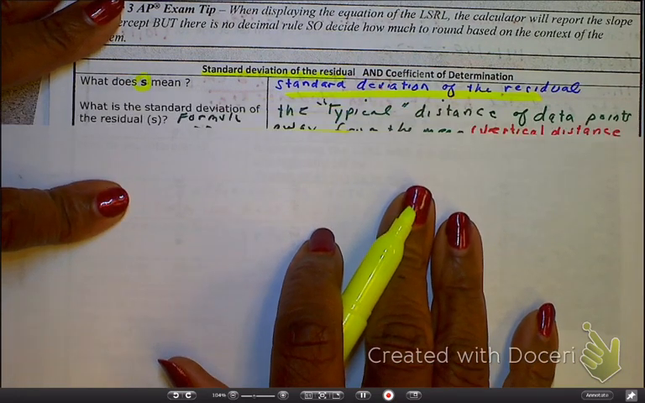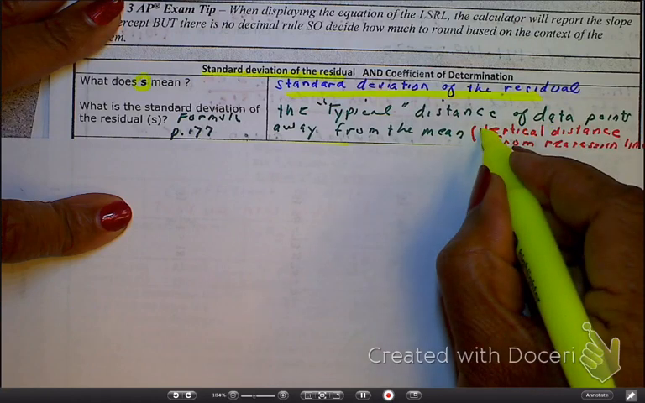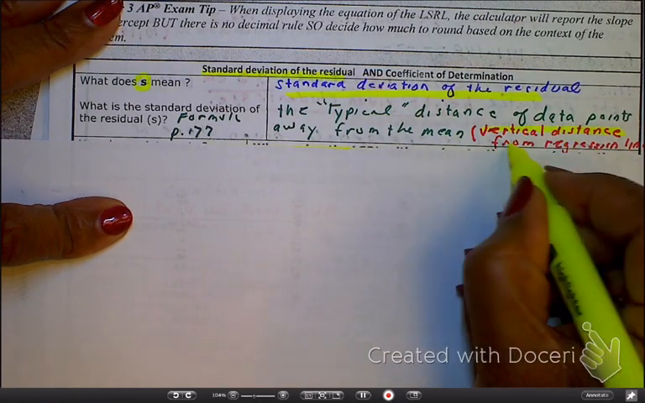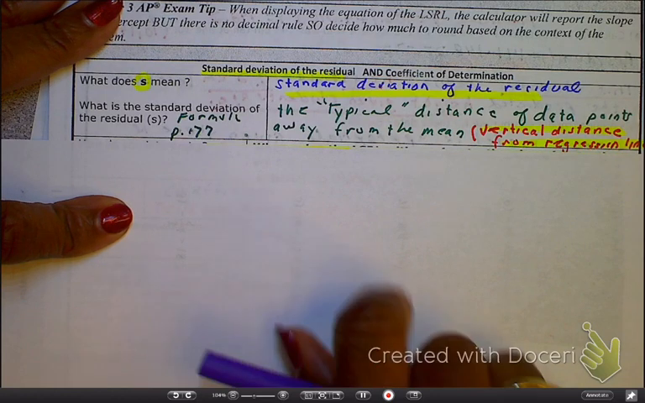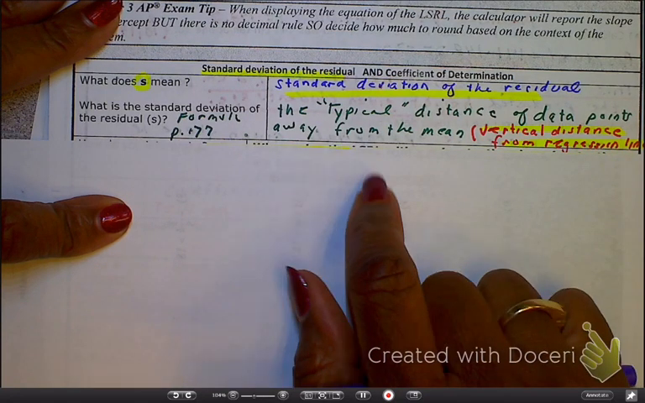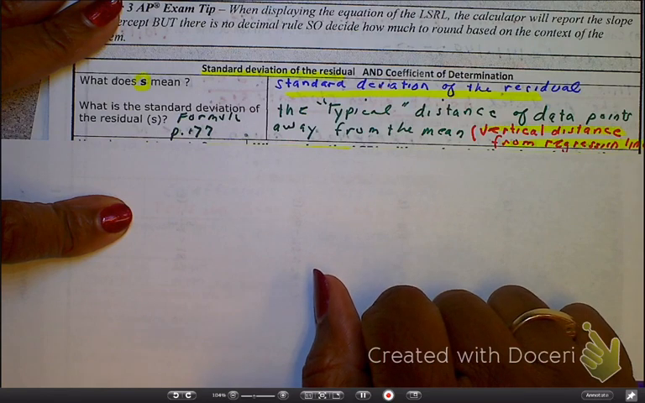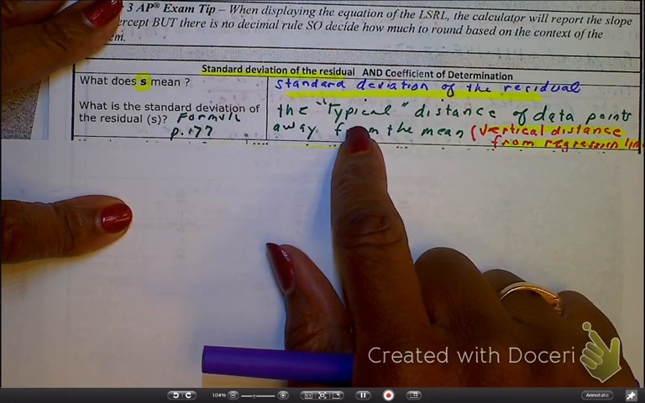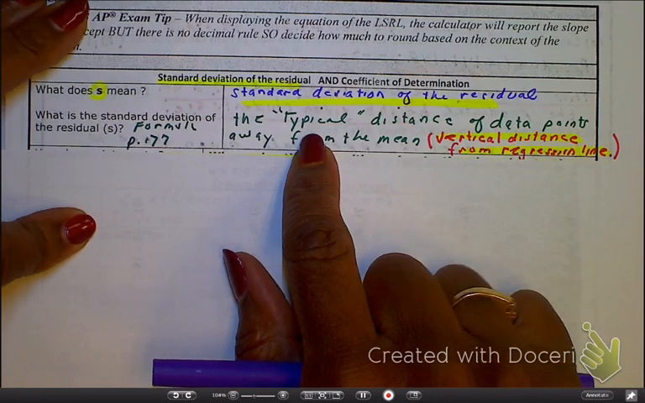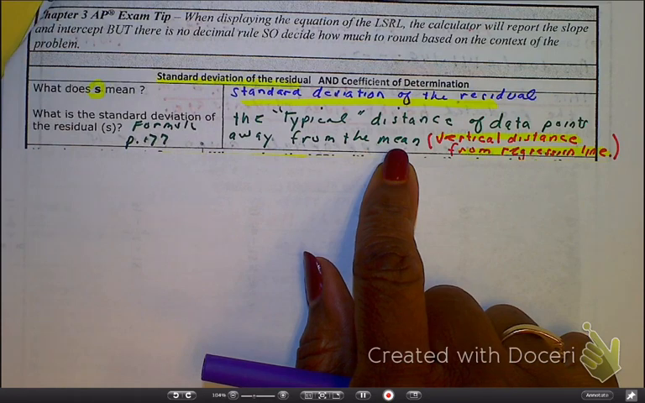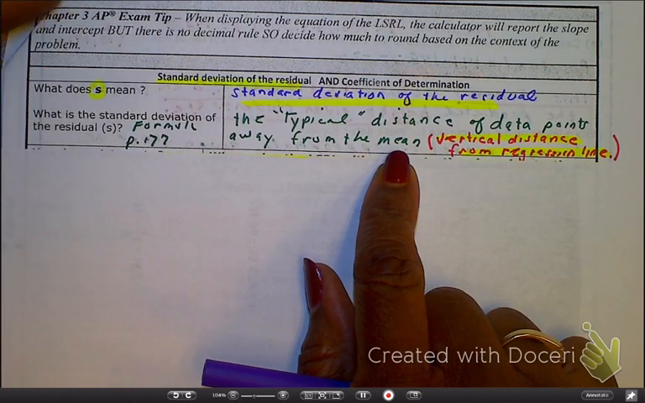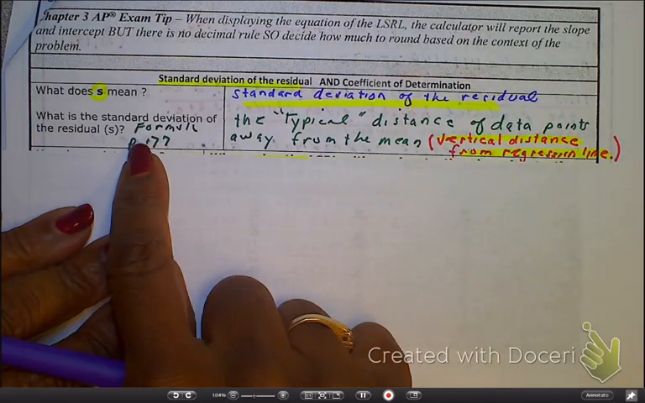The bottom line is it literally looks at the vertical distance of the regression line. So we know residual is the observed minus the predicted. So we're looking at the average or the typical distance between the observed minus the predicted. You also might see this in a multiple choice question waiting to happen: a typical distance from the data points away from the mean. And honestly, even though that's true, it doesn't quite work for me when I'm really thinking about what it means if I have to do an interpretation, which we'll talk about in a minute.